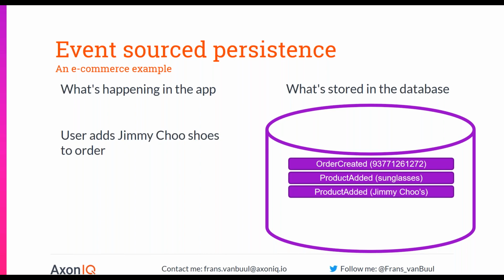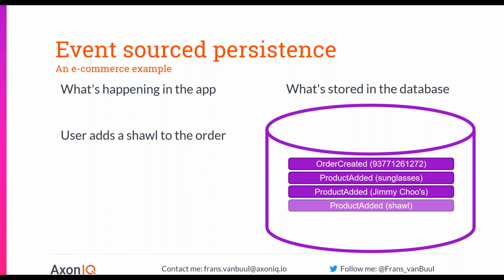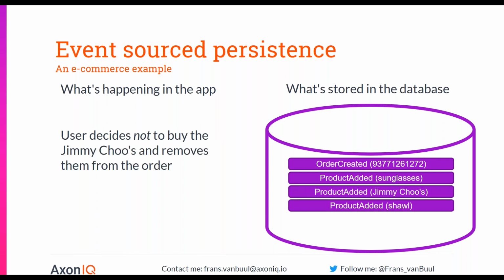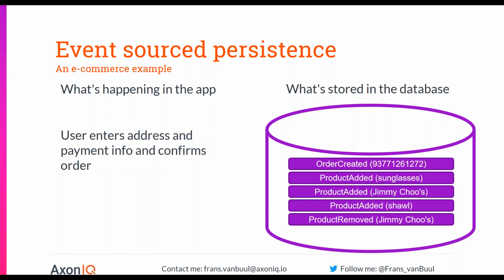Shoes, the shawl. And then when the shoes get removed by the user, we wouldn't remove that product added event because events have happened. They are in the past and you cannot change that fact. But you can record the fact that the product was removed, so it should not be taken into account when fulfilling this order. And then the order gets confirmed. So this list of 6 events is now the contents of the database. So that's the essence of event sourcing.